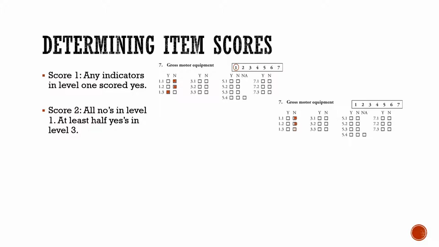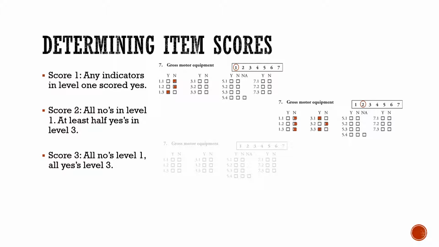Level 2 is given if all indicators in Level 1 are scored no, and at least half of the indicators in Level 3 are scored yes. Note that any half of the indicators can be scored yes to give credit. It does not have to occur in order with that level. Level 3 is given when all indicators under Level 1 are no, and all indicators under Level 3 are yes.